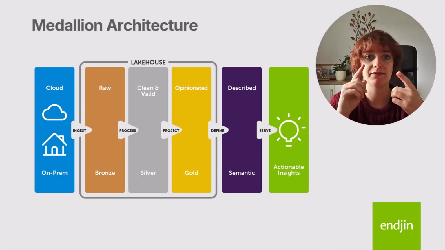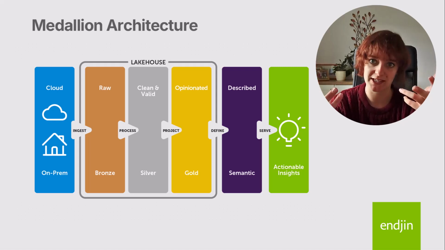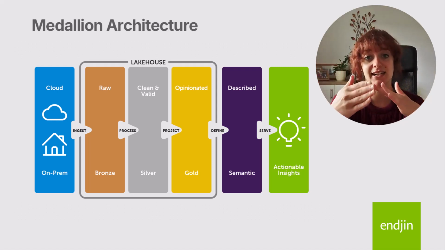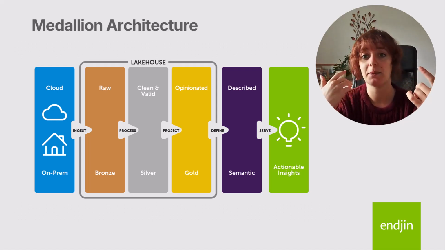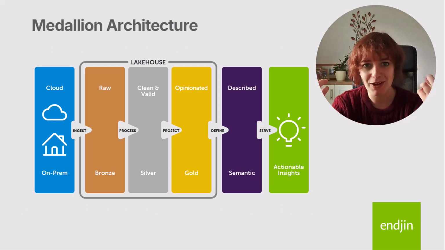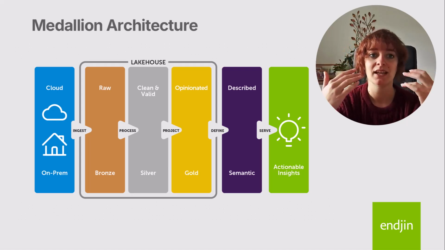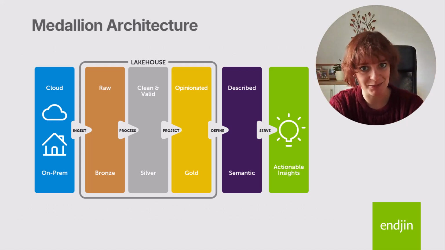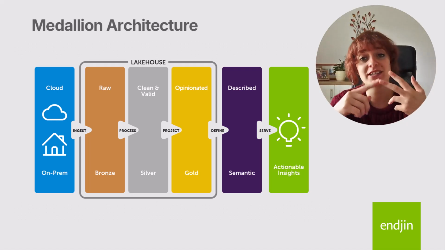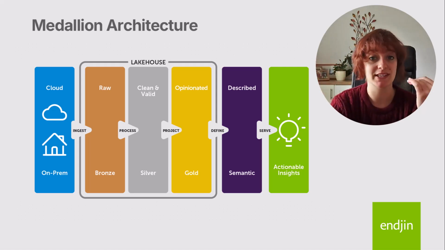So overall, data is ingested from on-premise or cloud systems into the raw bronze layer, is then processed to the cleaned and validated silver layer, and projected to the opinionated gold layer. Data is then defined as it moves into the described semantic layer, where it then goes on to serve actionable insights. The bronze, silver, and gold layer usually sit inside of the Lakehouse, but the semantic layer often sits outside.